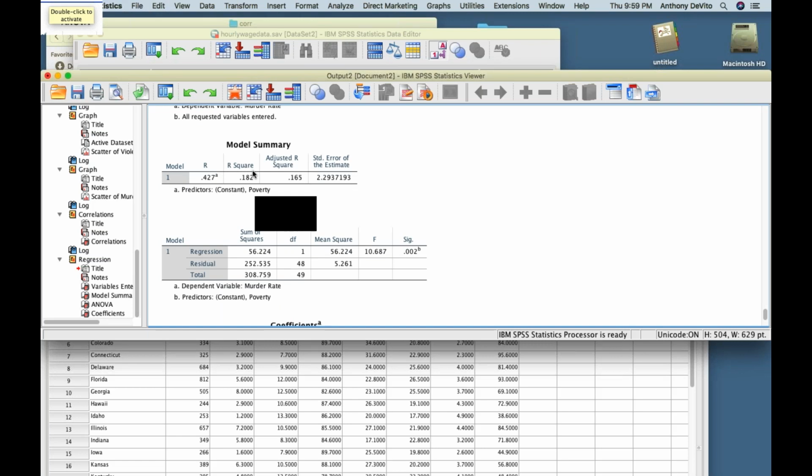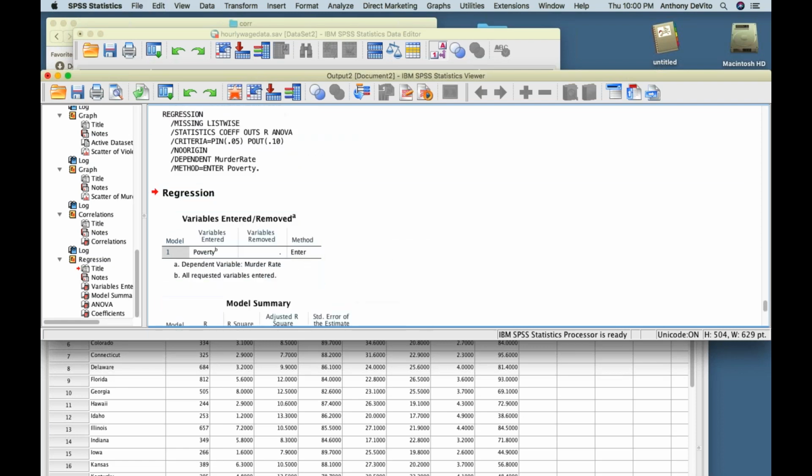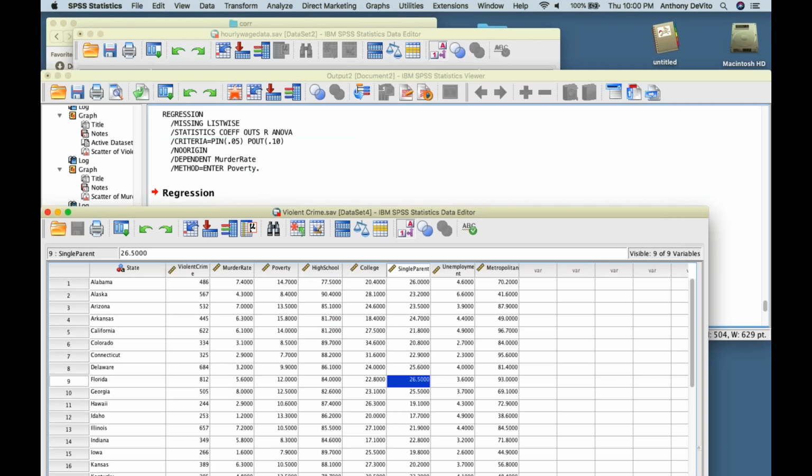In other words, 18% of the variability in the murder rate in these communities can be attributed to a variability in the rate of poverty, right? So 18% of the variability in the murder rate is attributed to poverty. That means 82% is attributed to other factors, right? So there may be other factors in this data set that may have a bigger influence on the rate of murder.